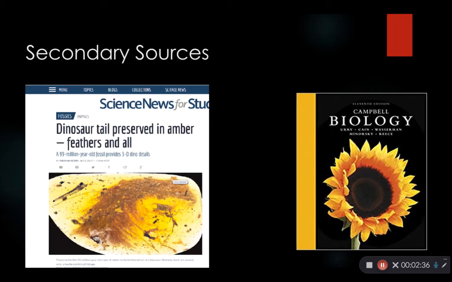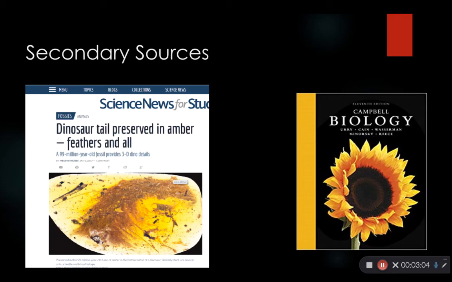Secondary sources are things like a textbook. Right? This is a biology textbook which is related to the book that you're using in this course. You also have things like news magazines, science news, for example. And these are secondary sources where they will pull together multiple pieces of information and summarize it.